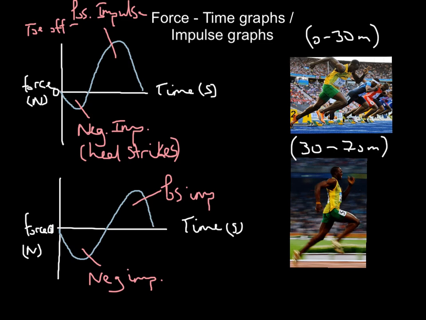What I would say is it's worth mentioning, you must always draw negative impulse first, because the heel always hits the ground first when you're running. I know it sounds quite flippant, but that's what you must do. Okay? So there are two force, time or impulse graphs for a sprint start and the midpoint in a race. So the last question is, what happens at the end?